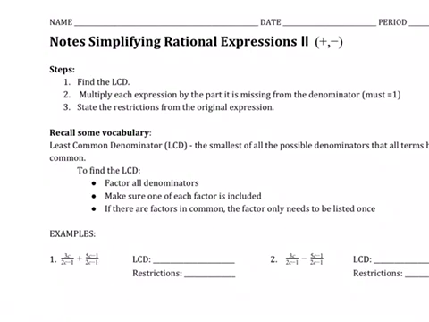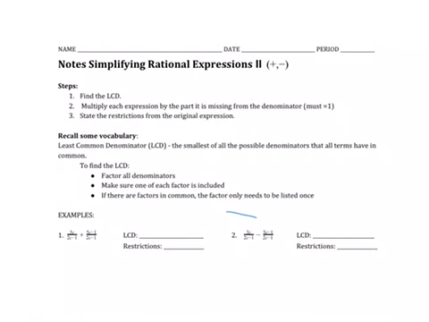So what's happening is we are getting a common denominator in order to add or subtract two rational expressions. The least common denominator is the smallest of all the possible denominators that all the terms have in common. So I'll show you how to find that. The first two examples have common denominators, just to review how to add and subtract fractions.